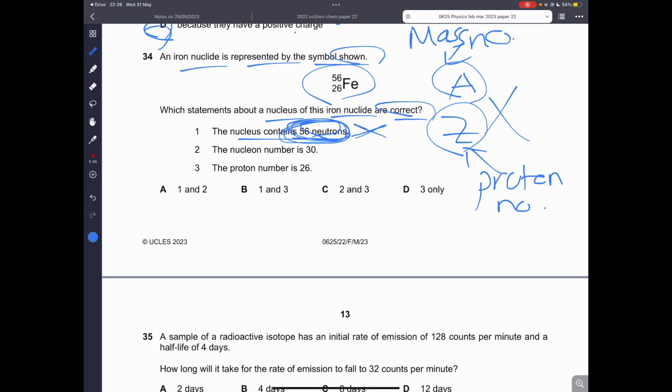This is wrong. Statement 2 states that the nucleon number is 30. No, the nucleon number is written there. It is 56. The proton number is 26, yes. And therefore 3 is the only correct one, so D is the correct answer.